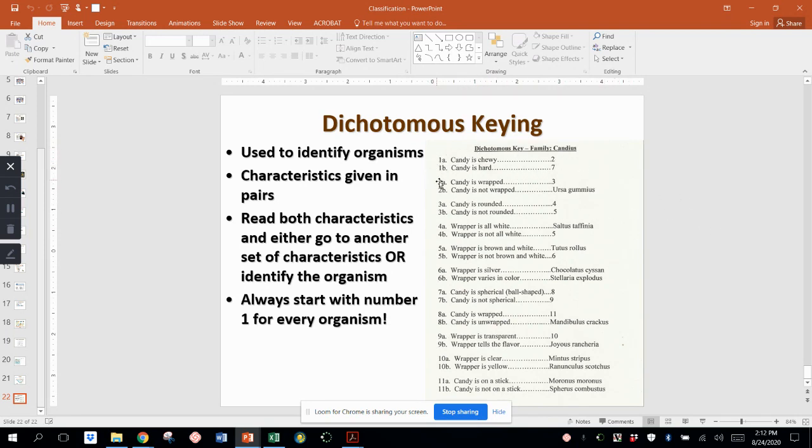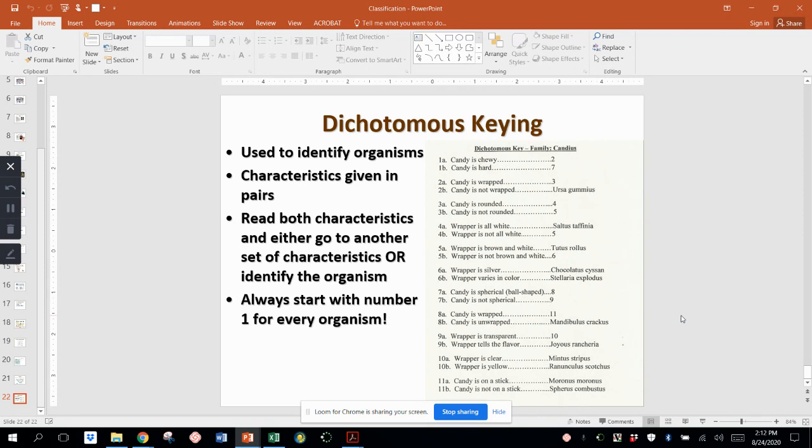And so you have two choices for each one, and depending on what description there is, you go on to the next question, I guess, is the best way to describe that. You read both of them, and you either go to another set of characteristics or it just gives you the name at some point. But the key here is that you always want to start at the very beginning. So this example here is a really simple one for candies.